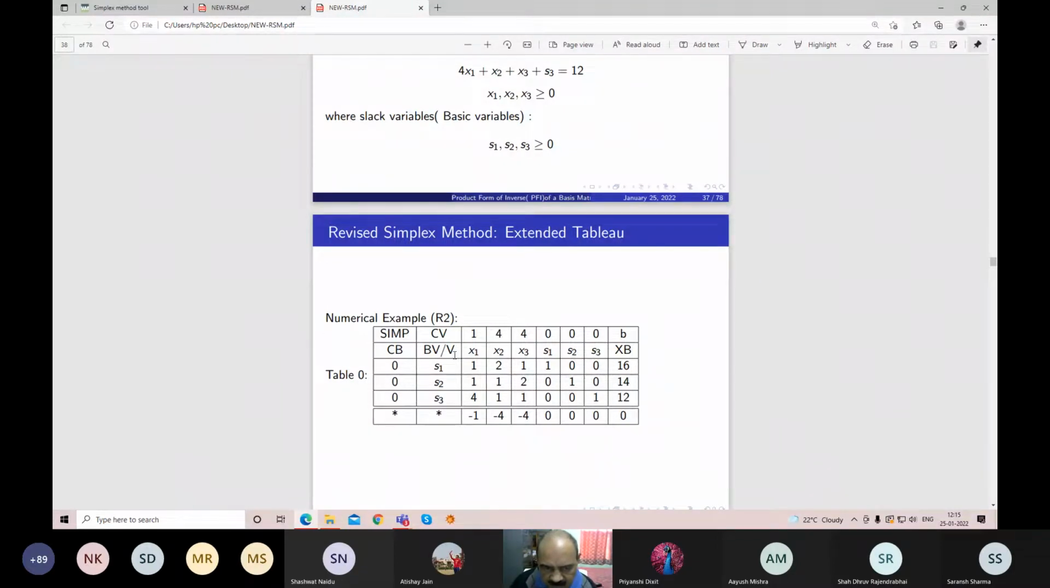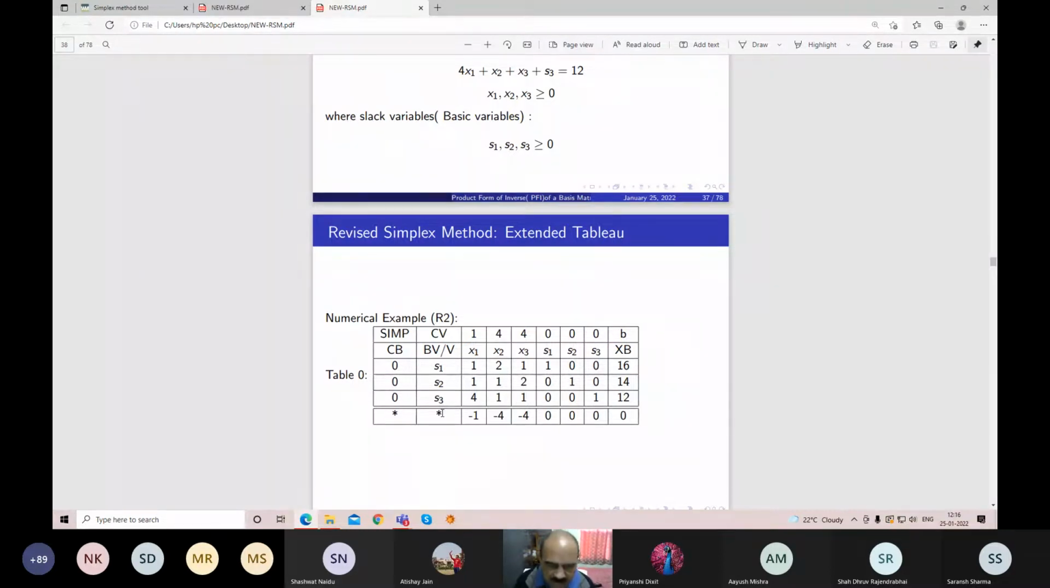In short, I am writing here B. Variables are x1, x2, x3, s1, s2, s3. These are 6 variables. Out of 6, presently s1, s2, s3 are the basic variables. There are 6 columns for 6 variables, and 3 rows for the 3 basic variables s1, s2, s3.